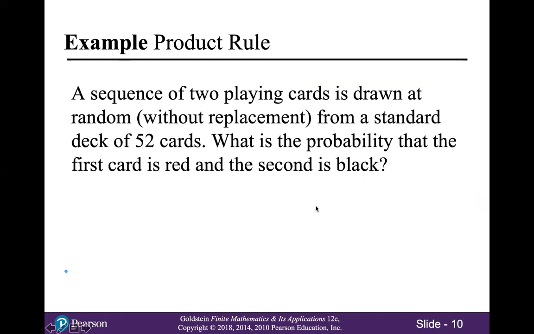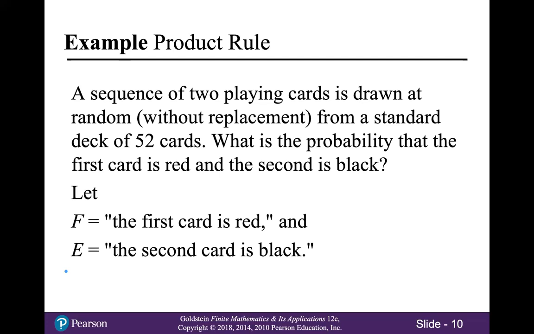All right, so for example, a sequence of 2 playing cards is drawn at random without replacement, which remember means after the first card is selected, it is not put back, from a standard deck of 52 cards. What is the probability that the first card is red and the second card is black? So let F be the event that the first card is red, and let E be the event that the second card is black.